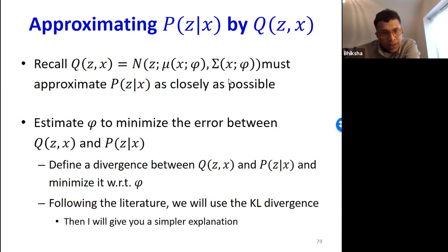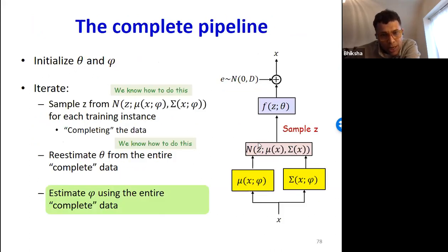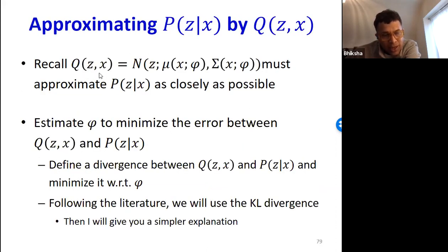So here's what we have. We want to update the parameters of this model, which is basically our Q of Z given X, which approximates the posterior probability P of Z given X. And you want it to approximate P of Z given X as closely as possible. So what we will do is learn the parameters phi to minimize the error between Q of Z given X and P of Z given X. And for this, we will define a divergence between Q of Z given X and P of Z given X and minimize it with respect to phi.